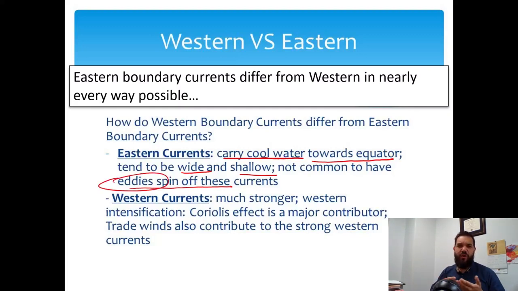It's just that faster water is going to, more typically, form eddies, okay? Now, we do need to talk about why they're wider and shallower, because that's maybe not as intuitively clear. So we'll talk about that in a bit. Western currents are stronger. The Gulf Stream, right, is a western current. They have what's called western intensification, which I'll explain in a bit.